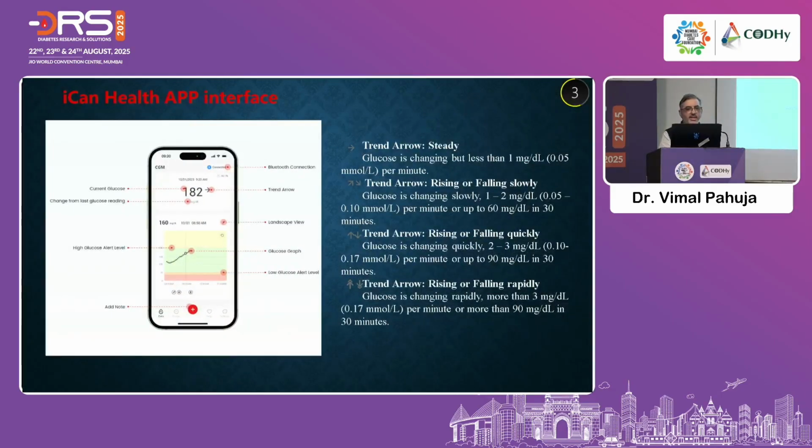This is the patient app. You can see here the arrows. You can see the Bluetooth connection. You can see the trend arrows, how the sugar is trending. Then you can see the landscape and glucose graph, and high and low glucose alerts are also there. You can add a note of what you are doing, exercising, eating what, everything can be added during that time.